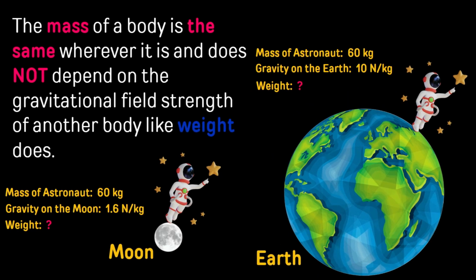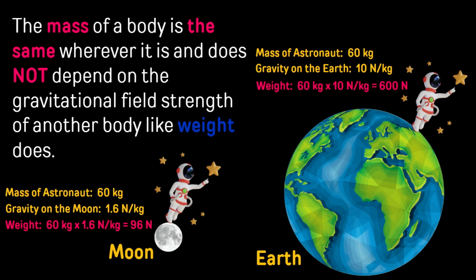The mass of a body is the same wherever it is and does not depend on the gravitational field strength of another body like weight does. In the picture, we have the mass of the astronaut being the same on Earth as it is on the Moon, which is 60 kilograms. The gravity on Earth is approximately 10 newtons per kilogram, while the gravity on the Moon is approximately 1.6 newtons per kilogram. What then would be the weight of the astronaut on the Earth, and what will be the weight of the astronaut on the Moon?